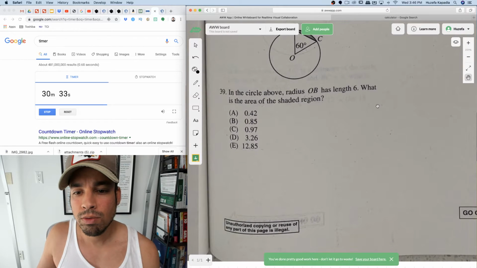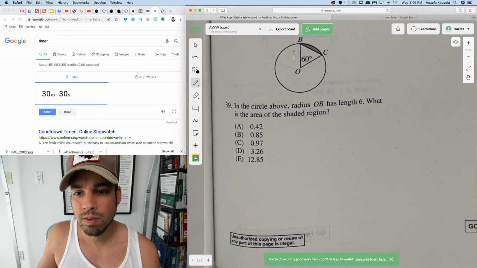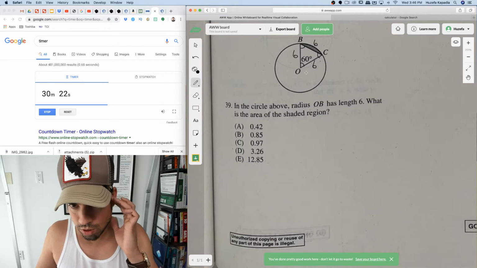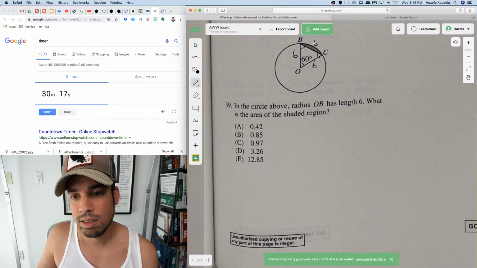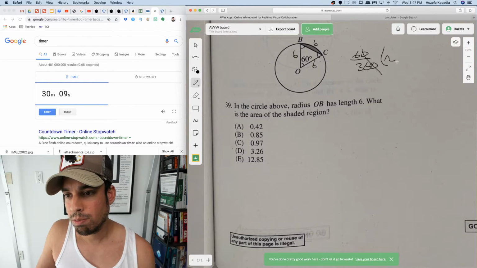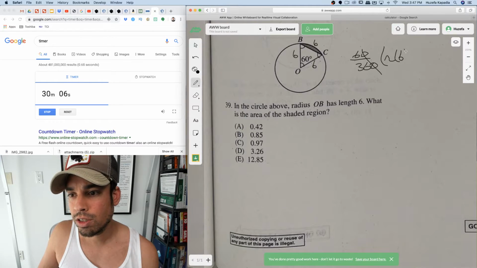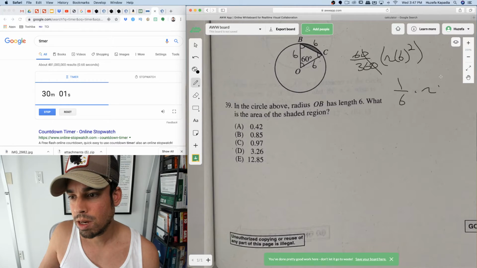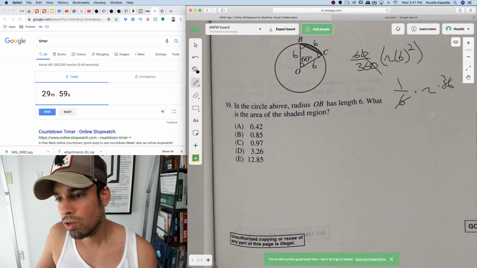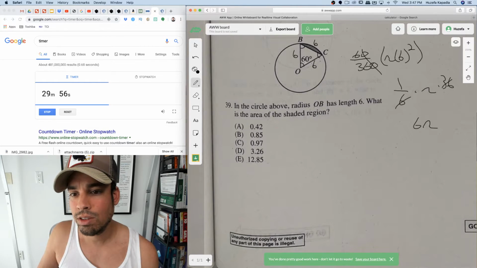Okay, and the circle above, radius OB has length 6. That's 6, that's 6. This is going to be an equilateral triangle. So that's also 6. What is the area of the shaded region? So we do two things. Wait. I'm saying this length is 6, not the arc. So first, what's the sector? It's 60 over 360, which is 1/6, but whatever, times pi r squared, which is 6 squared. So it's 1/6 times pi times 36. So this reduces to 6 pi. So the sector area is 6 pi.